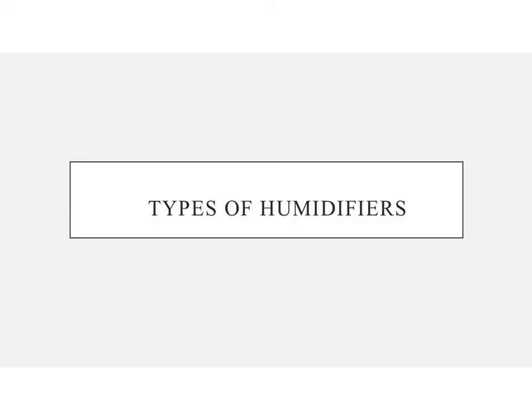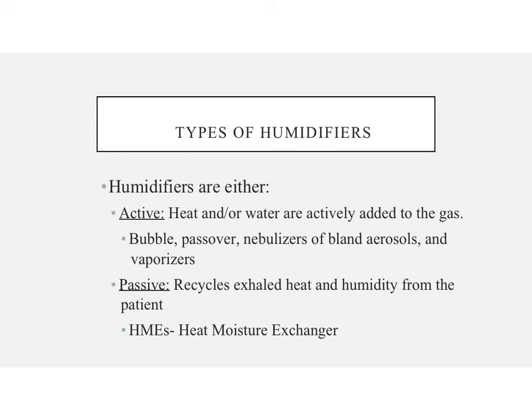Okay, up to this point, we've gone over why humidity is important, when we would add humidity, and we know all our key phrases. So now we are going to move on with different types of humidifiers and when to choose those specific types. So we have two types of basic humidifiers. We have active humidifiers and we have passive humidifiers. Active humidifiers are going to heat and or water are going to actively be added to gas. So we can add heat and water, or we can add just water so that they're picking up water vapors through their gas, or we can just add heat.